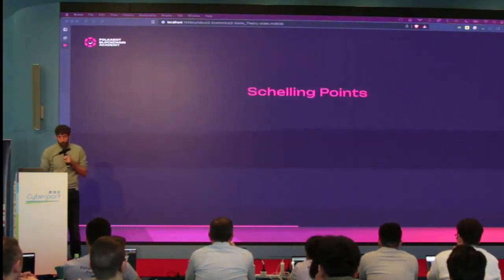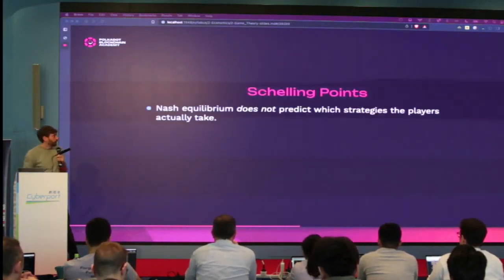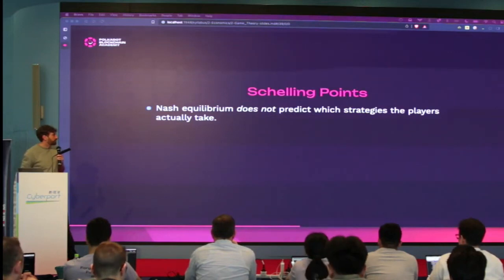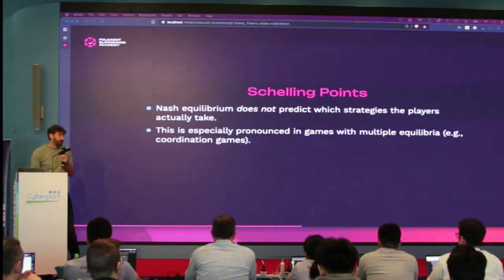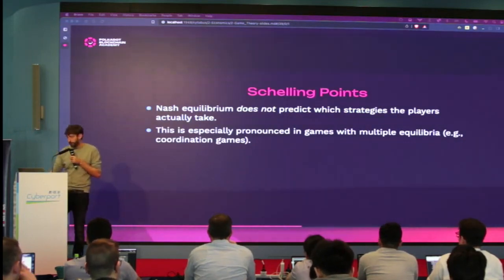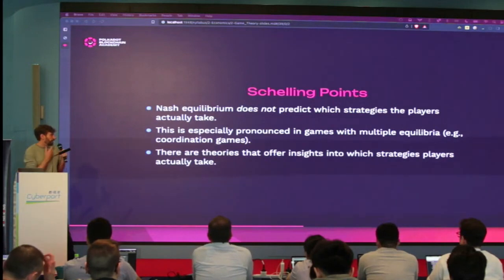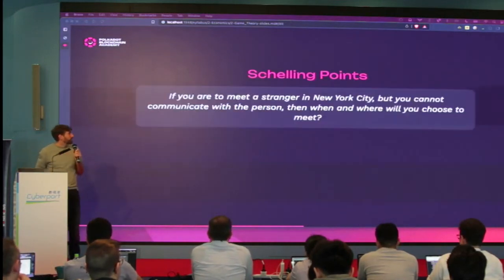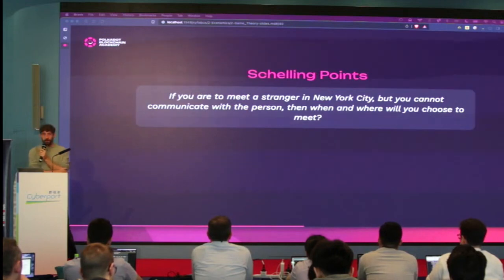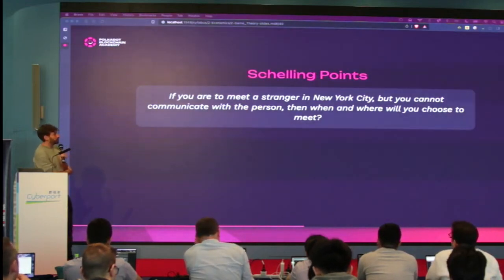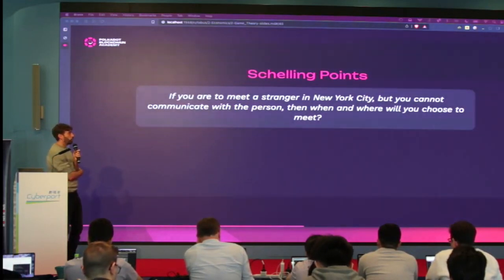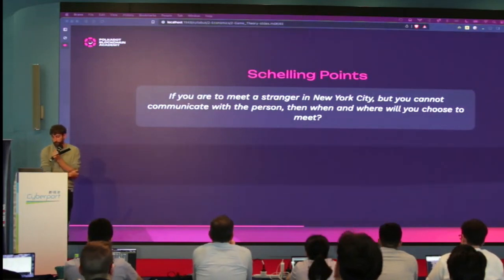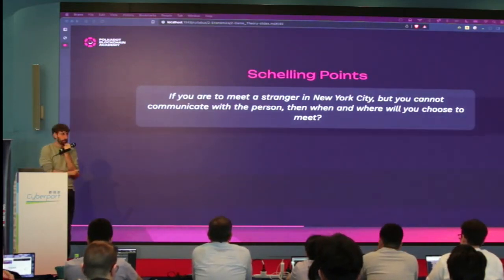And now we come to Schelling points. As I said, Nash equilibria don't predict which strategies the players actually take. And this is especially a problem, of course, if you have games with multiple equilibria. But there are some theories that offer insights into which strategies players actually take. So one of the experiments of Schelling was like, imagine you are to meet a stranger in New York City, but you cannot communicate with that person, then when and where will you choose to meet? Anybody? Who has some idea?